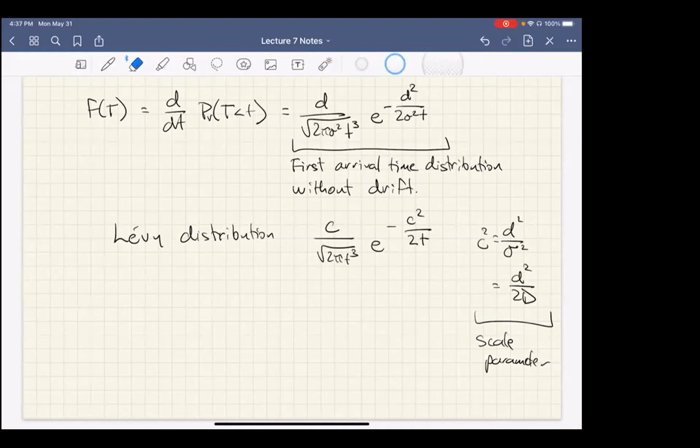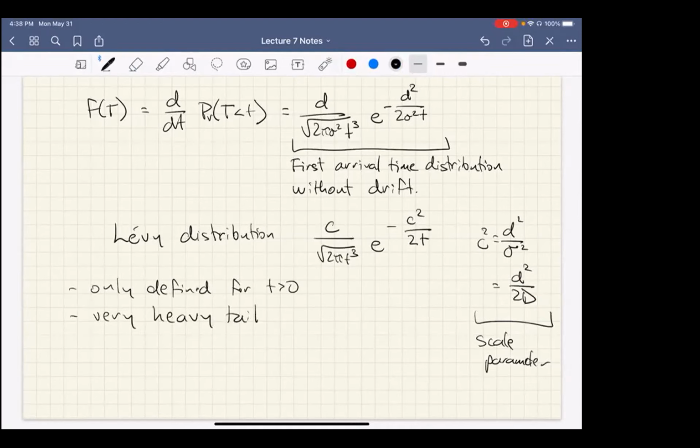Just want to point something out about this distribution, a few facts about it. First off, it's only defined for t greater than 0. Another thing is it's a very heavy tail distribution that decays on the order of 1 over t to the 3 halves.